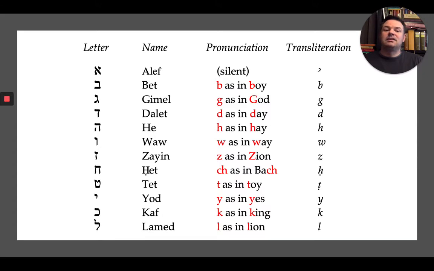Bet is the next letter. This has the B sound for the most part. Sometimes it can sound like a V, sometimes it can sound like a B. We'll go over that in just a moment. Gimel. Dalet.